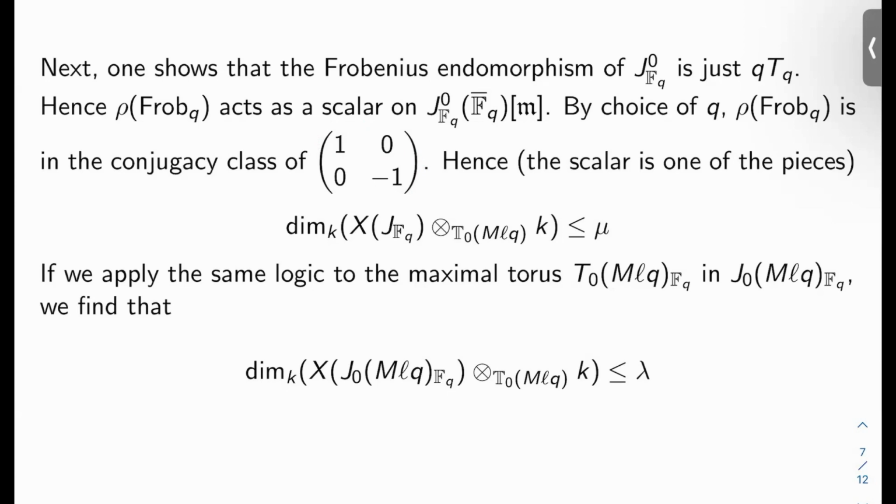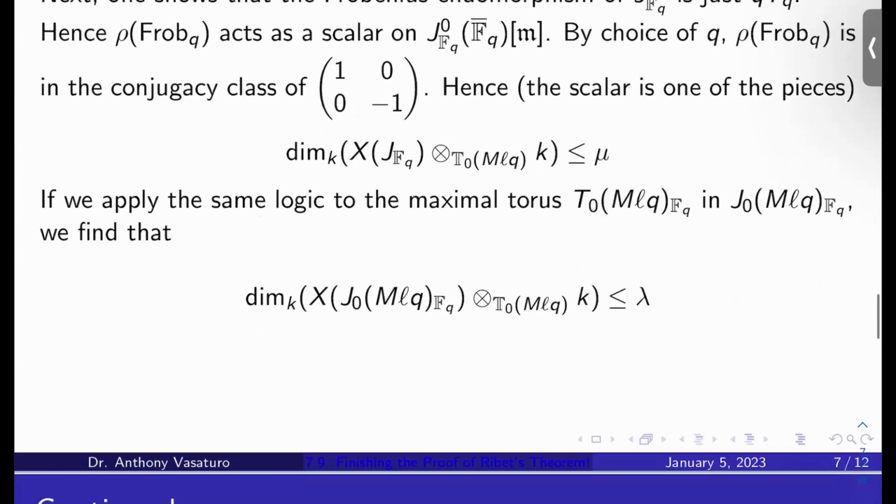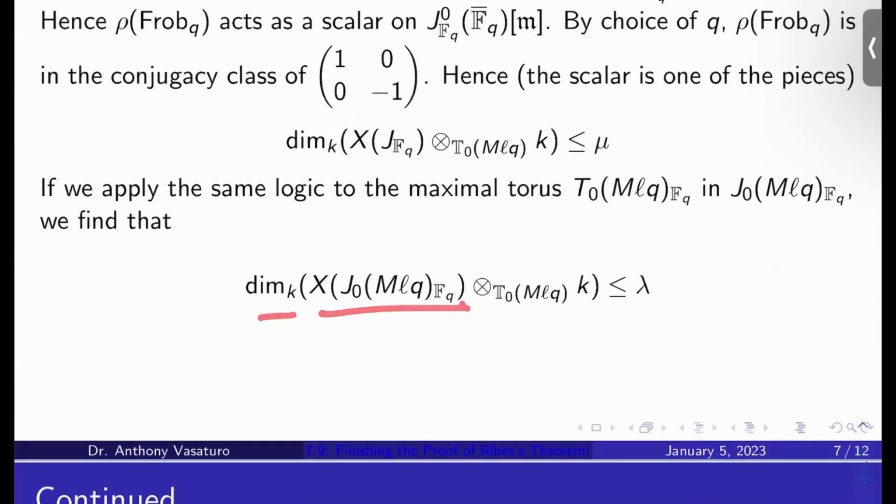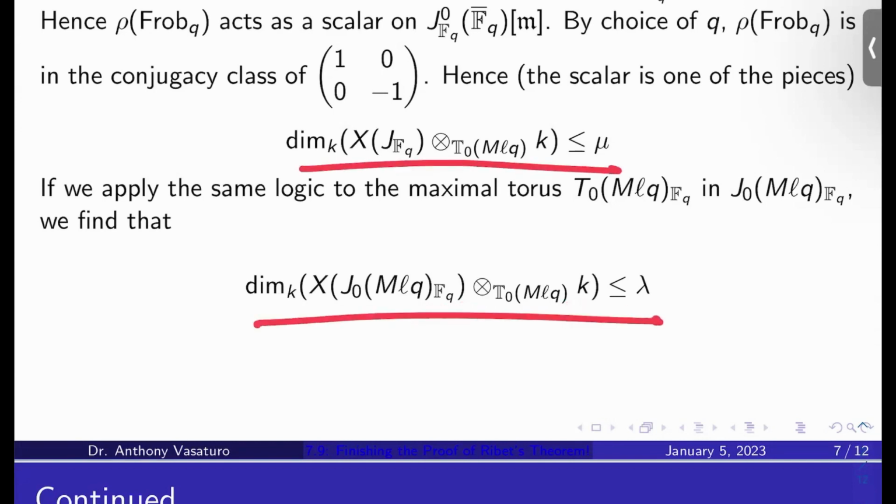So what must be true? The k dimension of the character group of JFQ tensored up to k has to be less than or equal to mu. Basically, the k dimension is less than or equal to half of the 2 mu dimensions that you have to work with, because you break into 2 pieces here. That's what's going on. Okay, you can apply this same reasoning to the maximal torus T0 of MLQ mod Q and J0 of MLQ mod Q. And you find similarly that the k dimension of the character group of J0 of MLQ mod Q tensored up to k is less than or equal to lambda. So these two are gotten by the same argument, essentially.